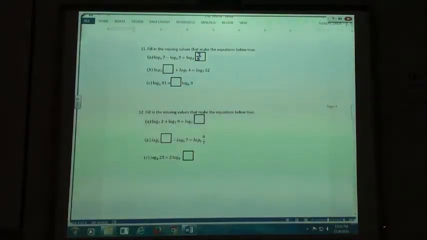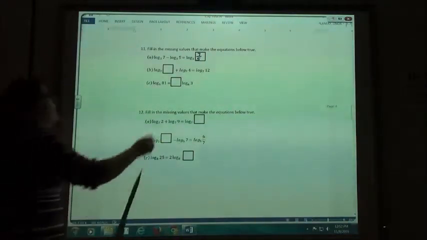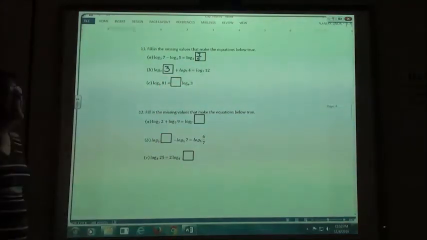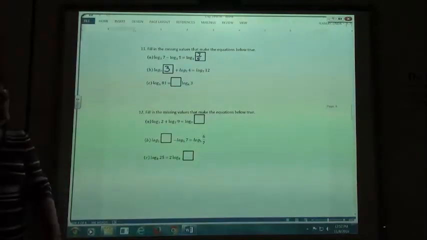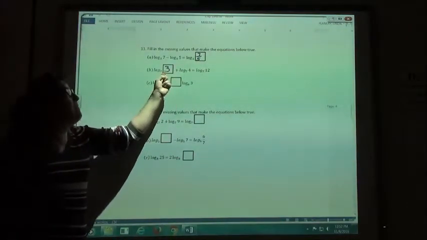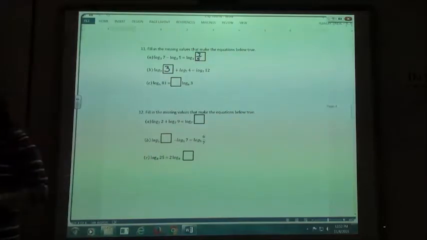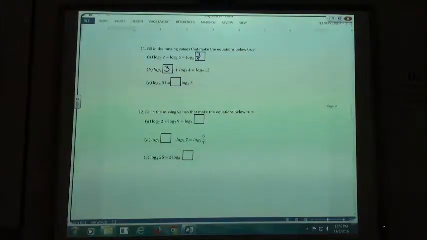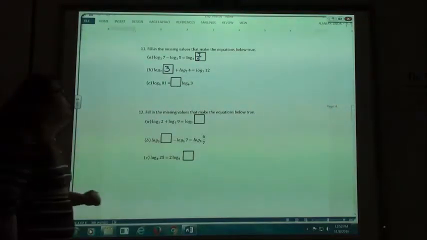3. I like the 3. Why do I like the 3? It's half of the 8. Because they have to multiply when you add. Because when I'm adding logarithms, I multiply those values together. 3 times 4 is 12.